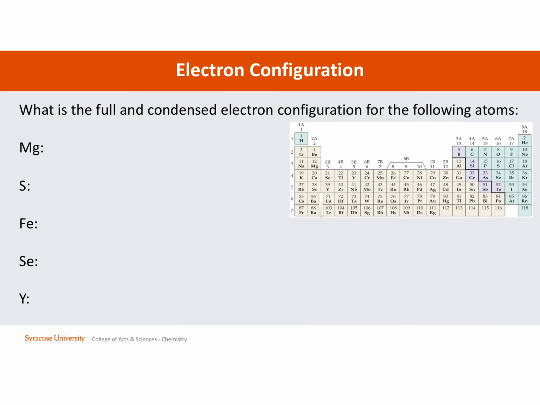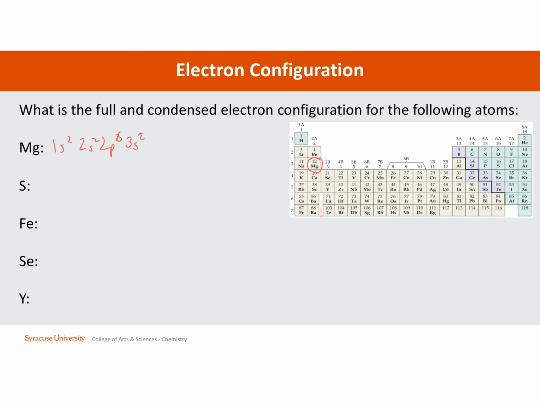We also looked at condensed and full electron configuration. So for the electron configuration, we go to the periodic table. We know in the periodic table the orbitals we're filling and in what order we're filling those orbitals. So for magnesium, magnesium is in the 3rd quantum level. To get there: 1s2, 2s2, 2p6, 3s2 takes me to magnesium.